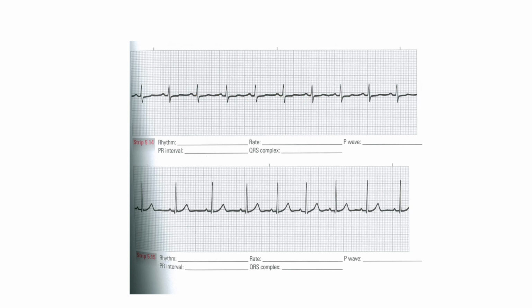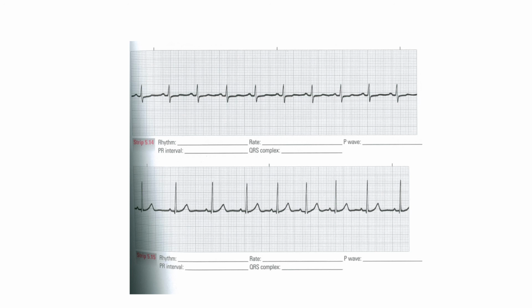Let's go to our QRS. So your measurement, there's no Q, so we're just going to go from the R and where the S comes back up. And it looks like about 2 boxes there. This one looks maybe 1.5 or so. So some of them look 1.5, some of them look 2. So we're going to say it's 0.06 to 0.08.